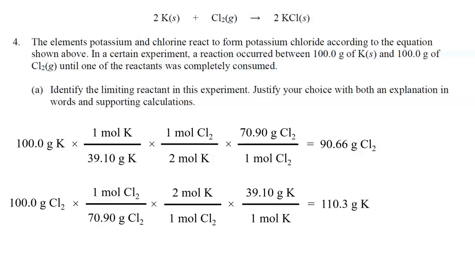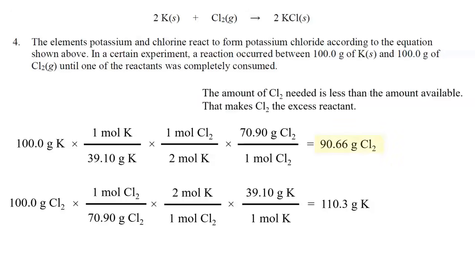Let's make our conclusions. Which one is the limiting reactant? Well, for chlorine, chlorine is not the limiting reactant. Chlorine is actually the excess reactant. So how can we tell? Well, the amount of chlorine needed, which is 90.66, is less than the amount available, which is 100. So I have 100 grams of chlorine available, but I only need 90.66 grams. That makes chlorine the excess reactant.